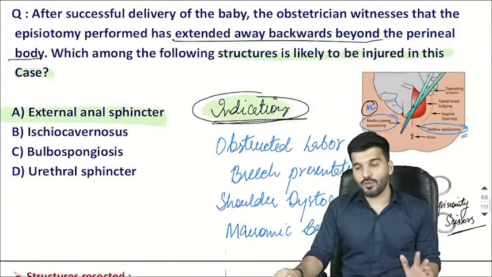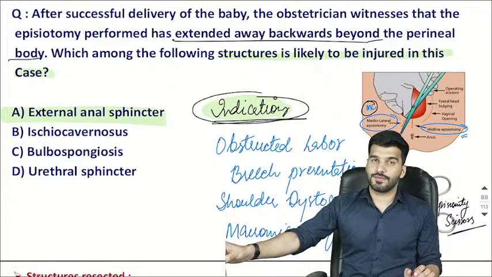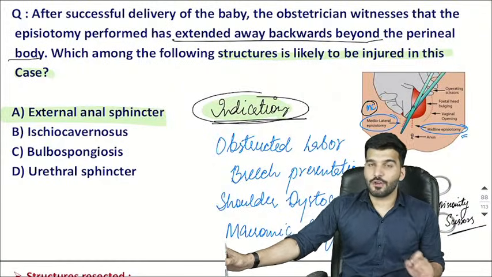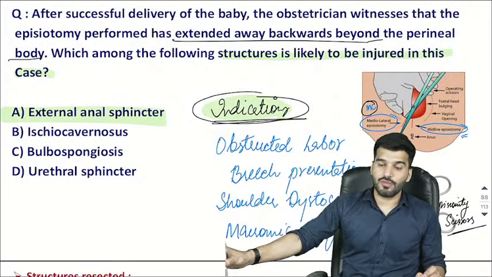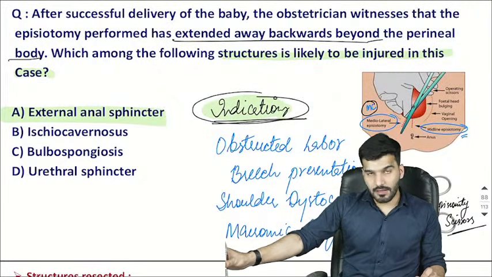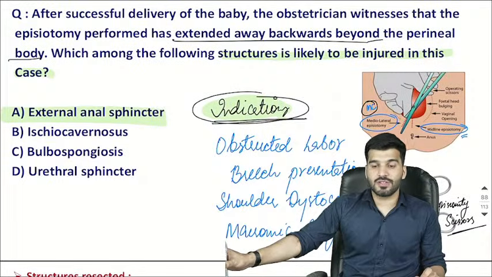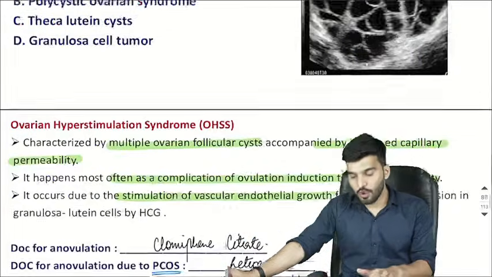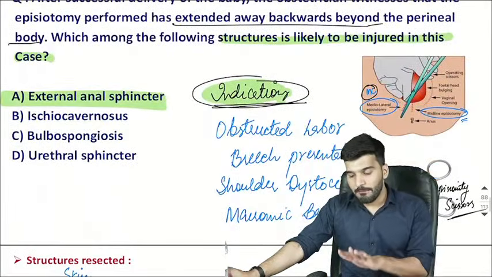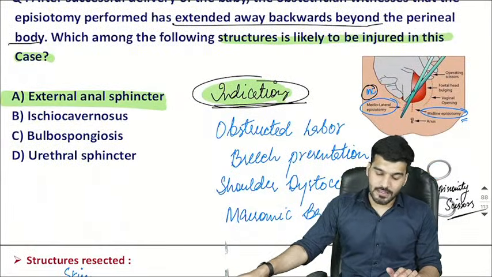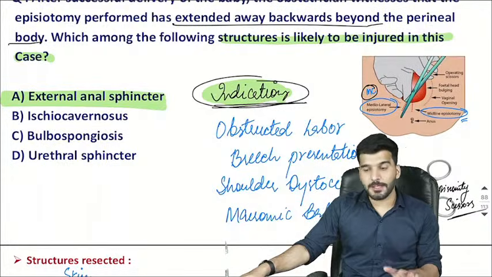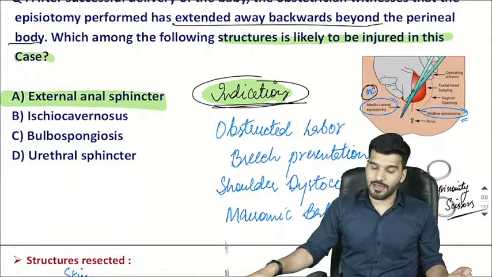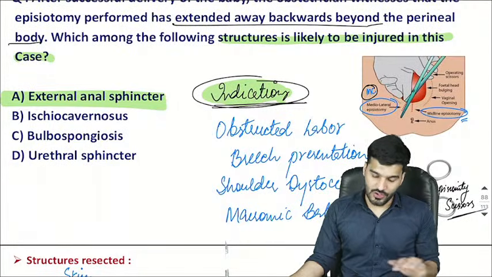A recent NEET PG question asked the sequence for stitching back the structures in an episiotomy. So do remember the muscles cut or structures resected and the structures which are not resected during the episiotomy. The most common one is the mediolateral, because there is less wound extension. Remember that. And what are the indications? Obstructed labor, breech, shoulder dystocia, and a macrosomic baby when the baby is more than 4 kgs.